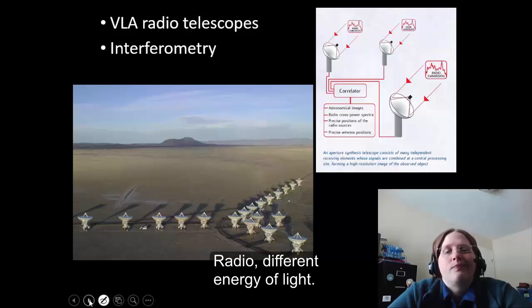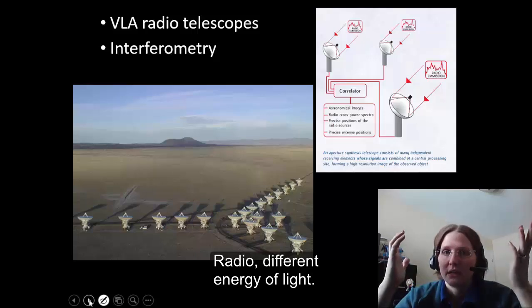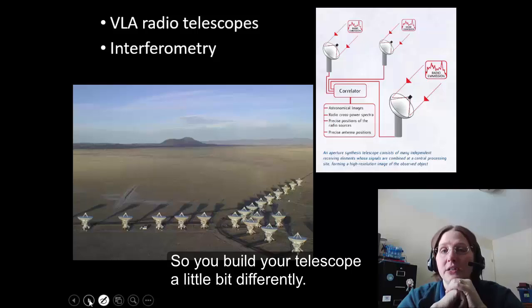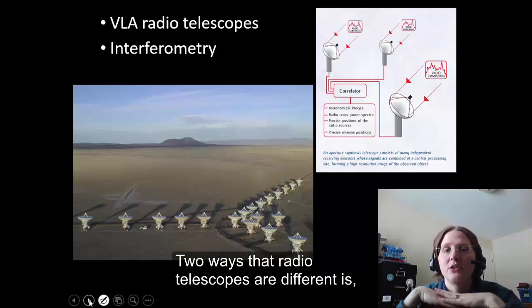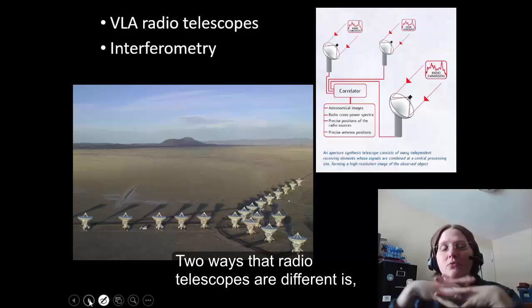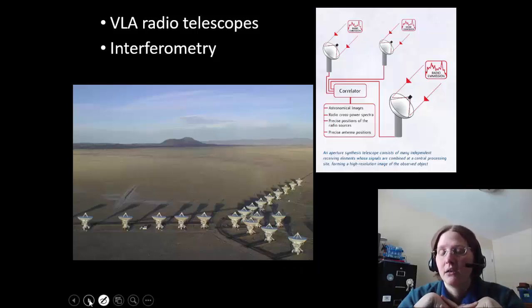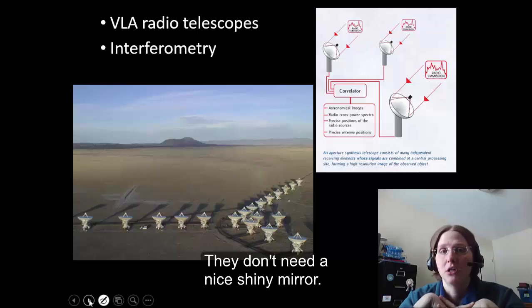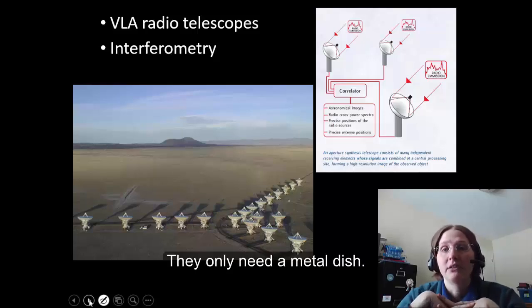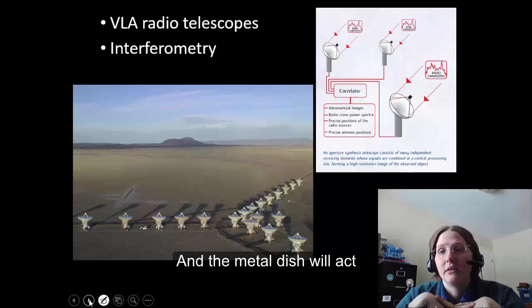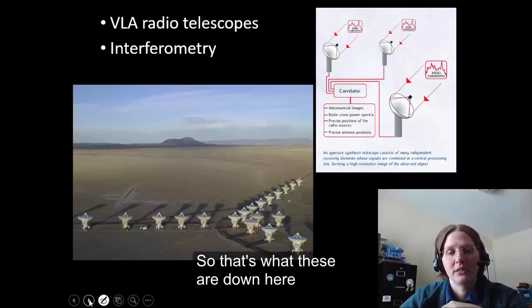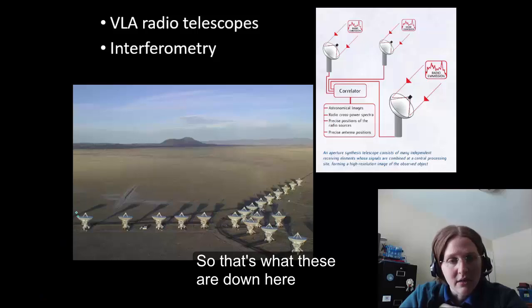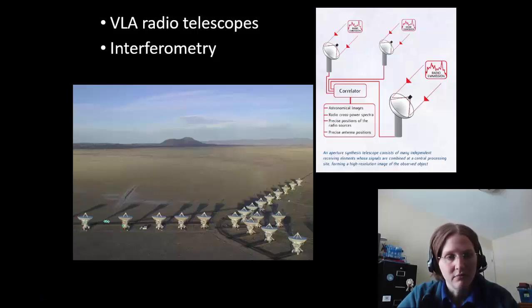Radio. Different energy of light, so you build your telescope a little bit differently. Two ways that radio telescopes are different is radio waves are not picky. They don't need a nice shiny mirror. They only need a metal dish. And the metal dish will act like a nice shiny mirror to radio waves. So that's what these are down here in the picture, just metal dishes.